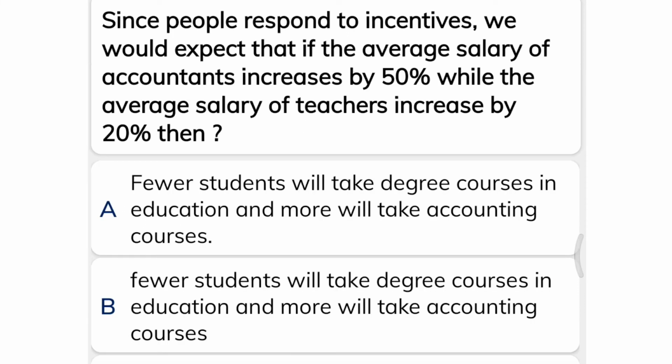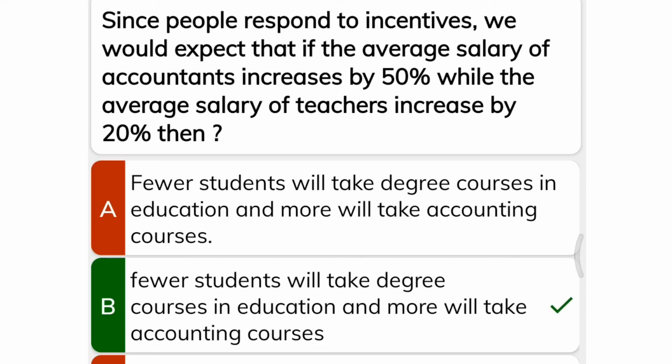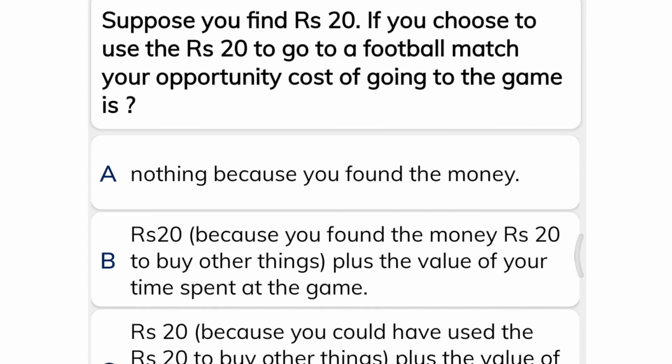Since people respond to incentives, we would expect that if the average salary of accountants increased by 50% while the average salary of teachers increased by 20%, then option A, fewer students will take degree courses in education and more will take accounting courses. Option B, fewer students will take degree courses in education and more will take accounting courses. Option C, fewer students will attend university. Option D, none of these. And the correct answer is option B.